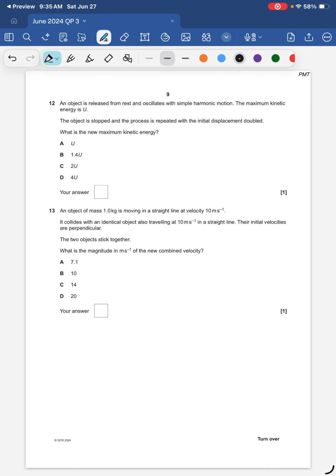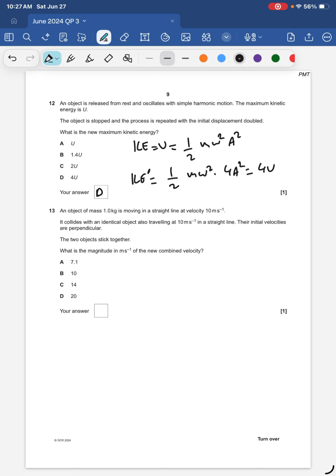An object is released from rest and oscillates with simple harmonic motion. The maximum kinetic energy is U. The object is stopped and the process is repeated with the initial displacement double. Okay, what is the maximum kinetic energy? So KE, which is U in this case, is 1/2 m omega squared a squared. The new kinetic energy is going to be 1/2 m omega squared times 2a and the whole thing squared, so 4a squared, which is 4U pretty much. So D is the correct answer.